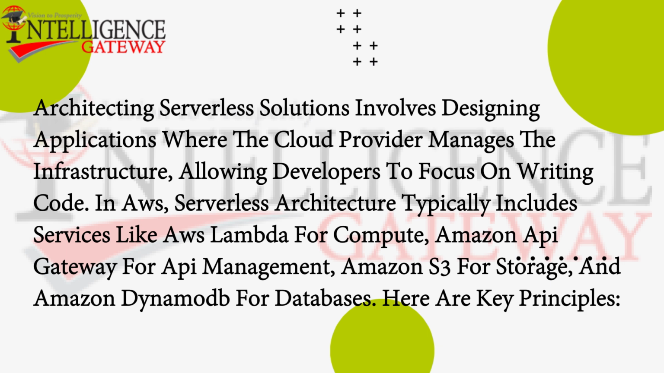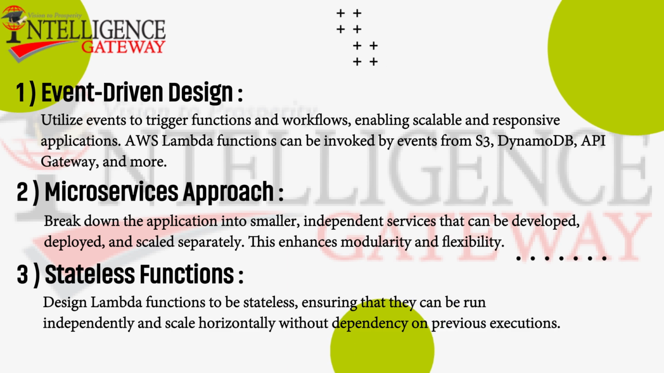Here are key principles. 1. Event-driven design. Utilize events to trigger functions and workflows, enabling scalable and responsive applications. AWS Lambda functions can be invoked by events from S3, DynamoDB, API Gateway, and more. 2. Microservices approach. Break down the application into smaller, independent services that can be developed, deployed, and scaled separately. This enhances modularity and flexibility.